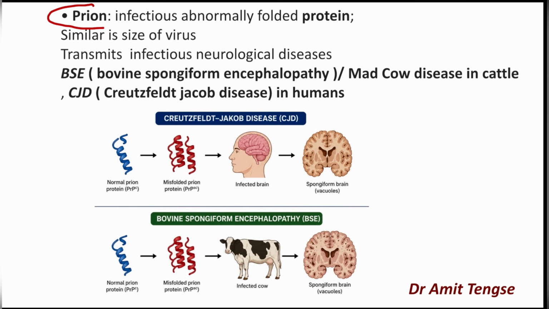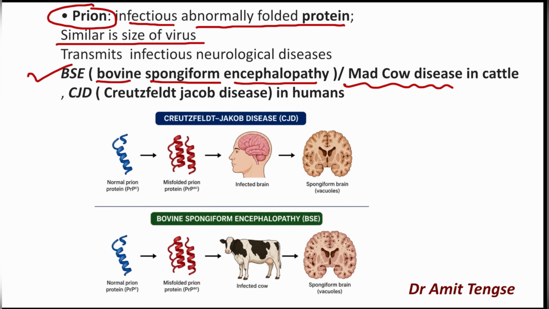Next group of organisms are prions. Prions are infectious, abnormally folded proteins, similar in size to viruses, and they transmit infectious neurological diseases. Now, two diseases are important, that is BSE, bovine spongiform encephalopathy, also called mad cow disease. This disease affects cattle. The next disease is CJD, that is Creutzfeldt-Jakob disease. This disease occurs in humans. So these are the two important diseases caused by prions.